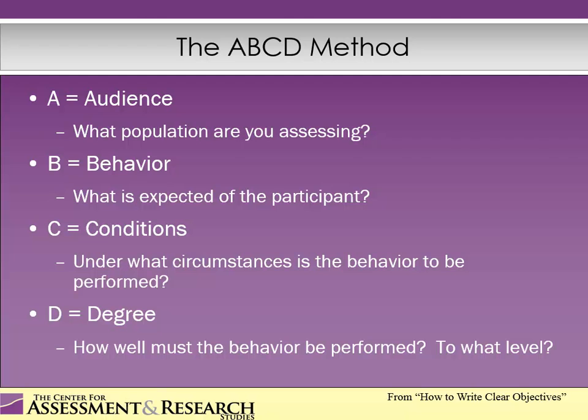The conditions piece refers to the circumstances under which the behavior is to be performed. Examples would be upon completion of the program or at the end of the semester. The degree component identifies how well or to what level the behavior must be performed. This part of the objective helps you determine if the student succeeded. An example would be a cut score on a test. In other words, you need to describe what constitutes a reasonable level of change in target behavior, attitude, or skill if your program is effective.